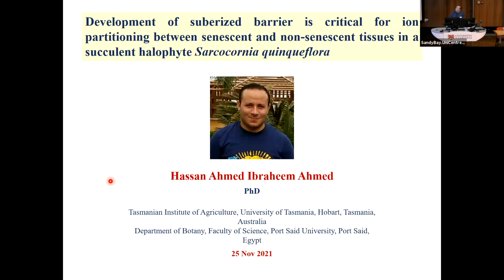Development of suberized barrier is critical for ion partitioning between senescent and non-senescent tissues in a succulent halophyte, Sarcocornia quinqueflora. This was a part of my PhD study under supervision of Professor Sergey Shabala and Associate Professor Lana Shabala.